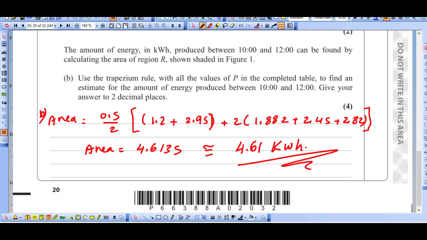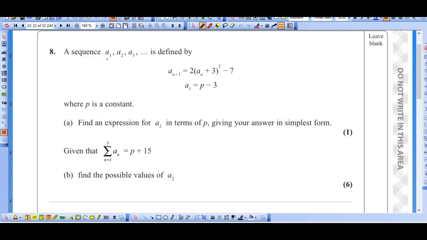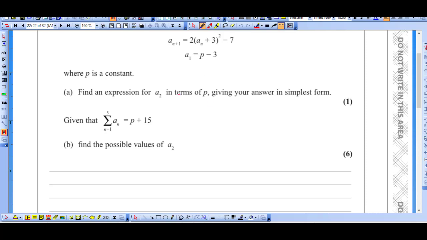Let us go ahead. A sequence A1, A2, A3 is defined by A(n+1) equal to this expression, and A1 is equal to this, where B is a constant. Find an expression for A2 in terms of B, giving your answer in the simplest form. To find A2, we need to put n equal to 1. So this is part A, for n equal to 1.